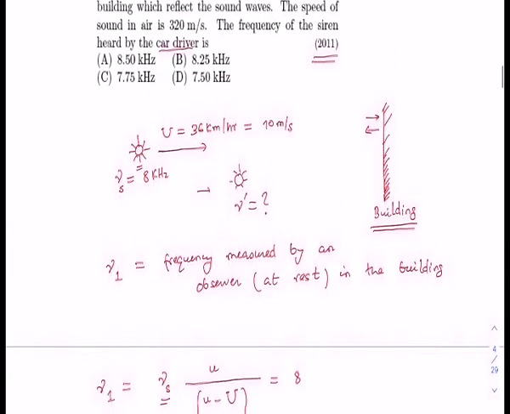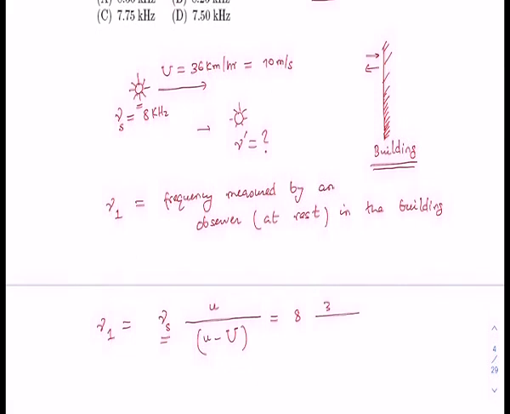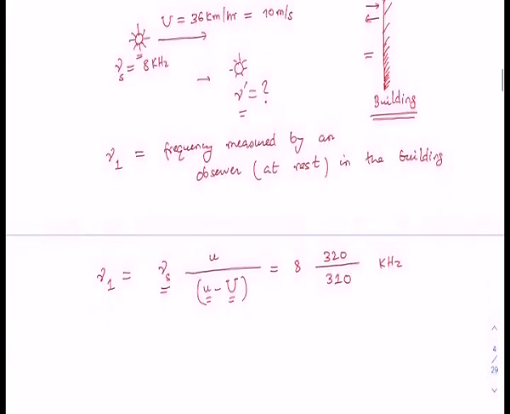So this is 8 kilohertz, and then this is 320 meter per second, and this is 320, and this is 10, so this would be 310. So this much kilohertz is the frequency as measured by the building. And because this is again reflected back, now you see the reflected sound wave is going to act like a source, and this would be now our observer. So now the source is at rest and the observer is moving.